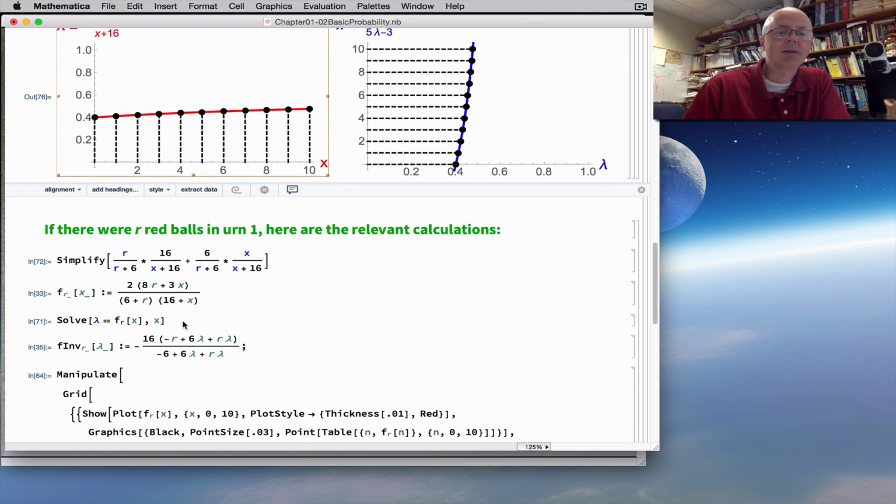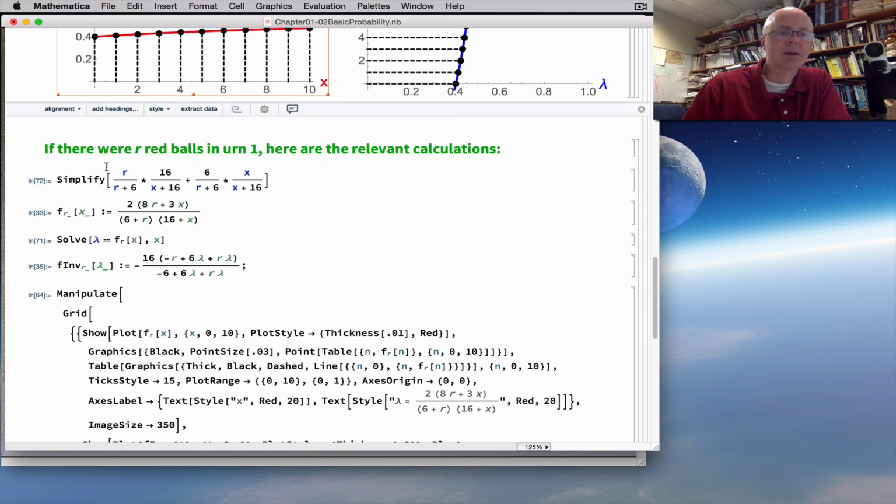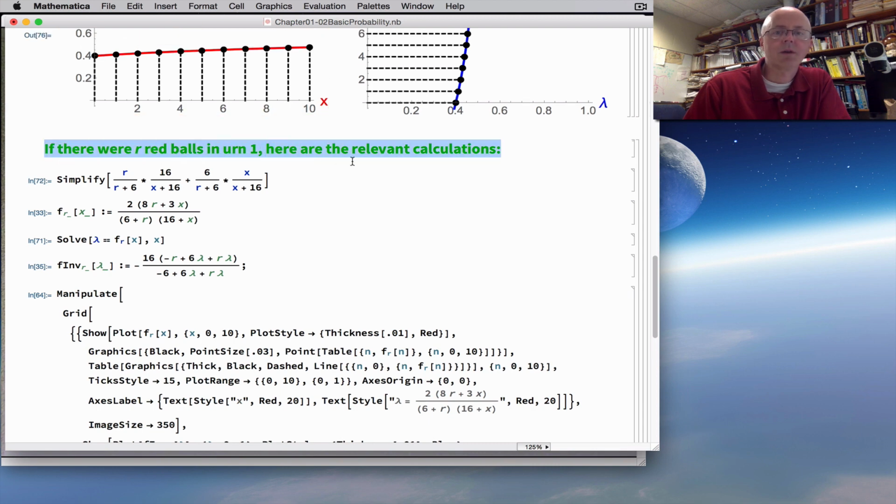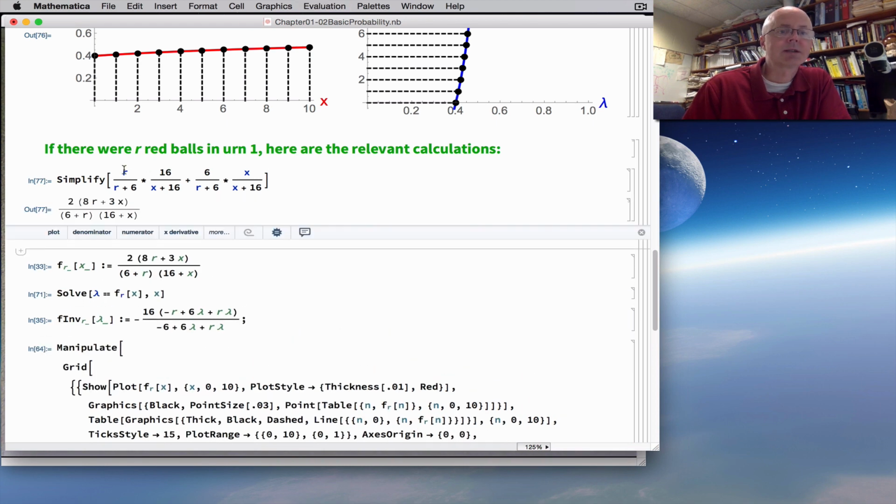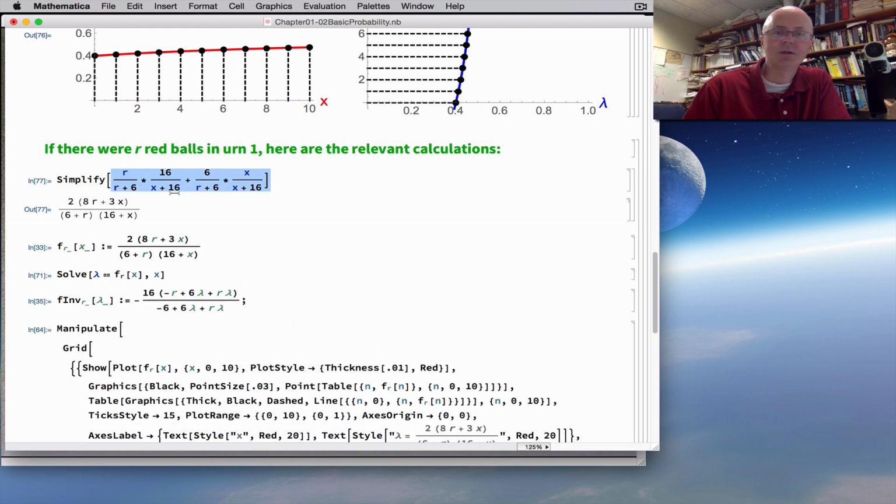All right, now we're on to the general part that has the unexpected thing happen. If there were r balls in urn 1, here are the relevant calculations. So first, this is the right-hand side of the probability equation that I wrote down by hand based on using the special addition rule and special multiplication rule. It simplifies to this. Notice it depends on both r and x. You should take a moment to think about this.